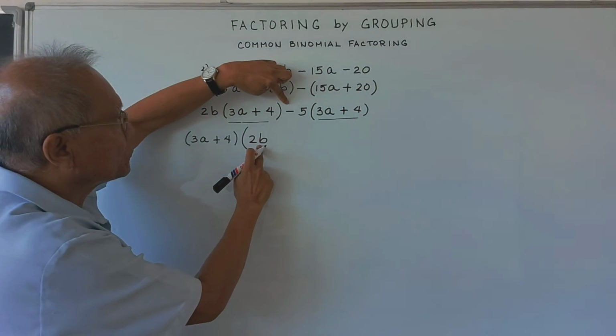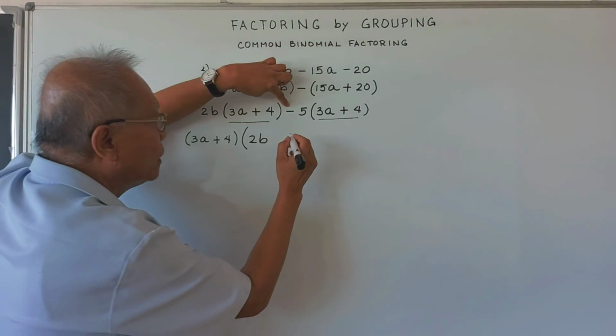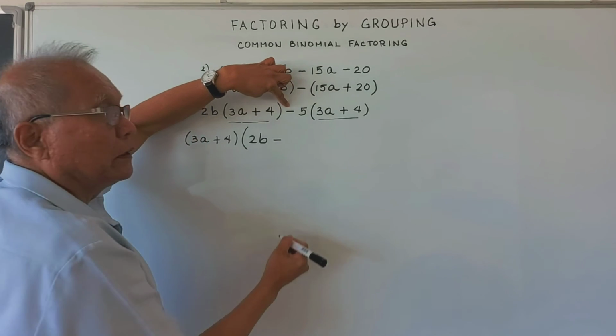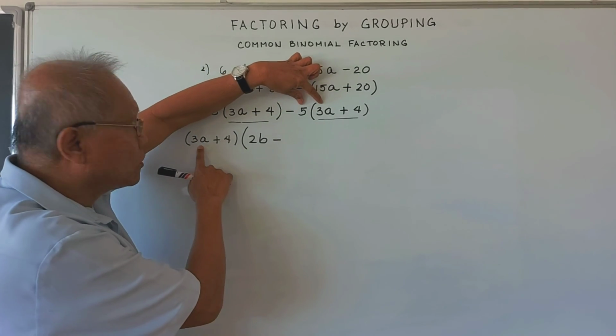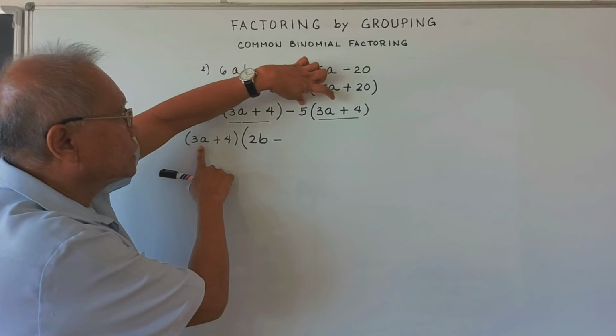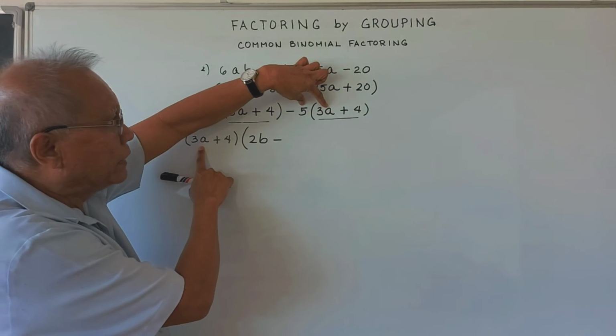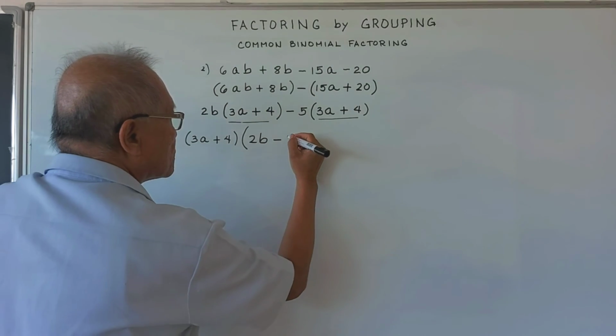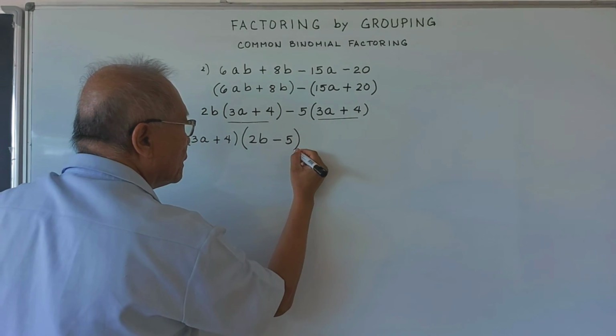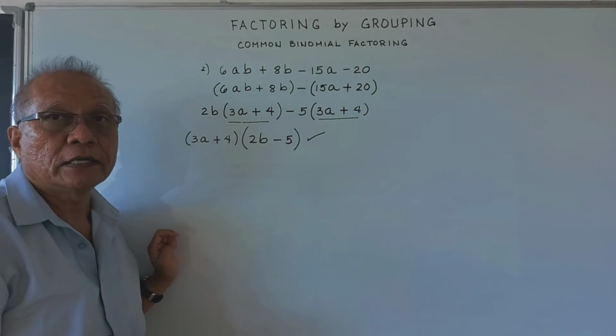And then proceed to the minus there on the second group. We have a minus here. We divide this by the common binomial factor. So the 3a plus 4 here and 3a plus 4 here will become 1. So what remains is 5 here. So we have a 5 here. And this is our answer.